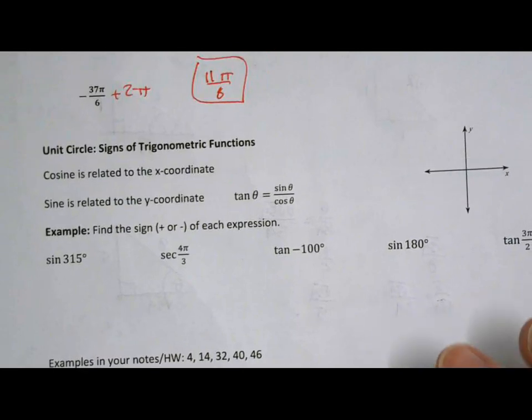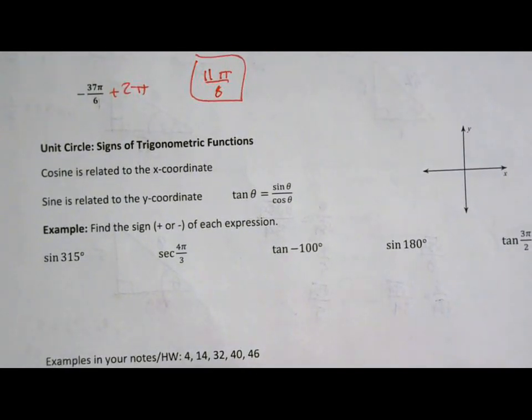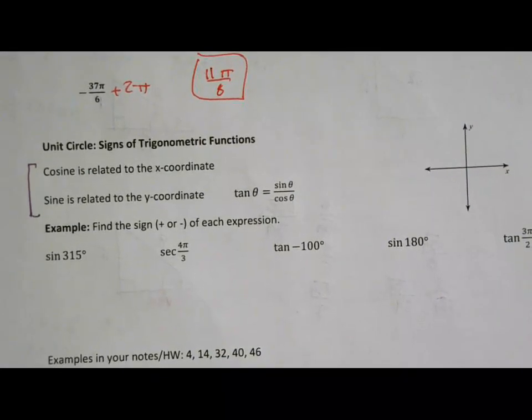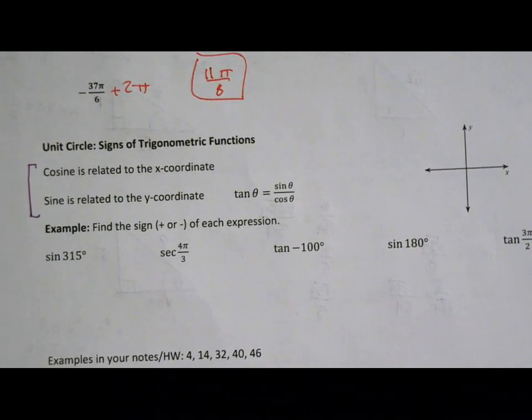Okay, 2 key things that I need you to know about the unit circle. If you didn't pick this up last year, I need you to pick this up right here, right now. Cosine is related to the x-coordinate of points on the graph. Sine is related to the y-coordinate. Did you guys learn this last year? Okay, that's fine. I'm going to help you internalize it right now.